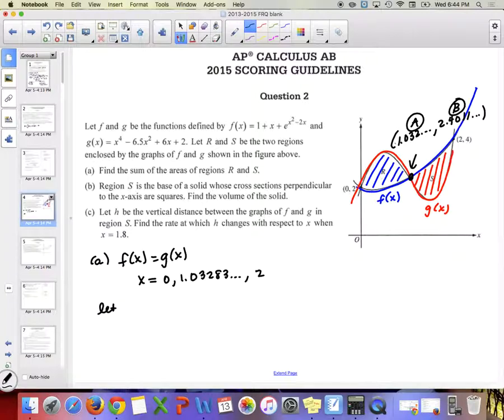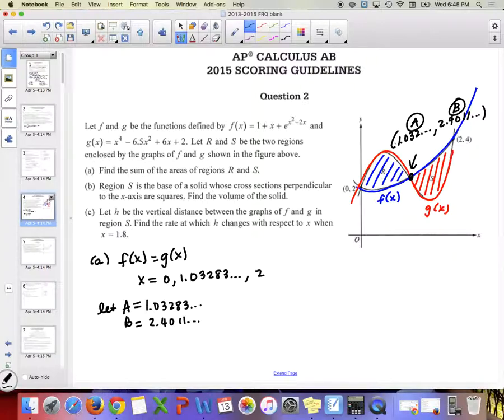I'm like, okay, I've stored these as A and B. So I'm going to let A equal 1.03283 and B is equal to 2.4011, just in case I need those values, which I know I need the A, but I may not need the B. But sometimes you might need it for one of the volume ones.